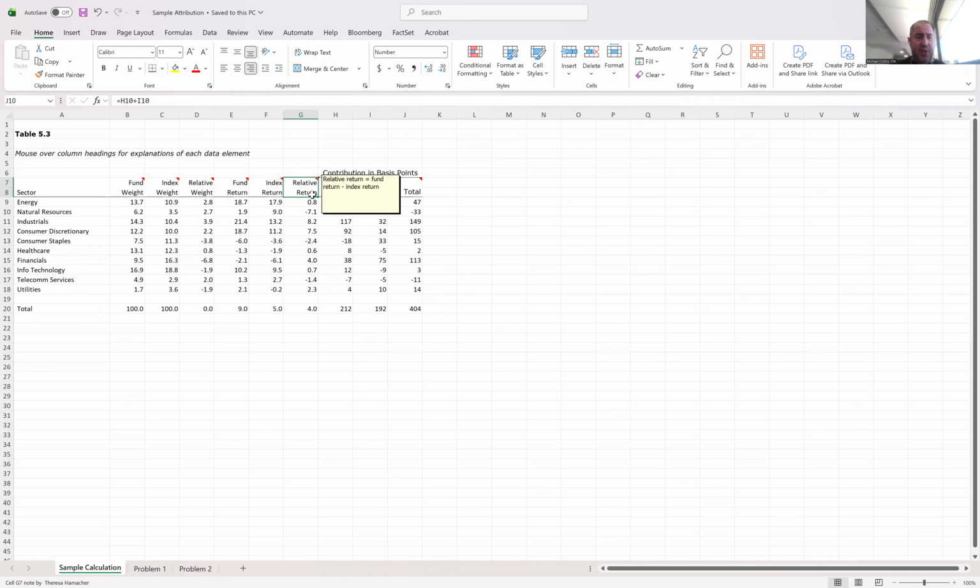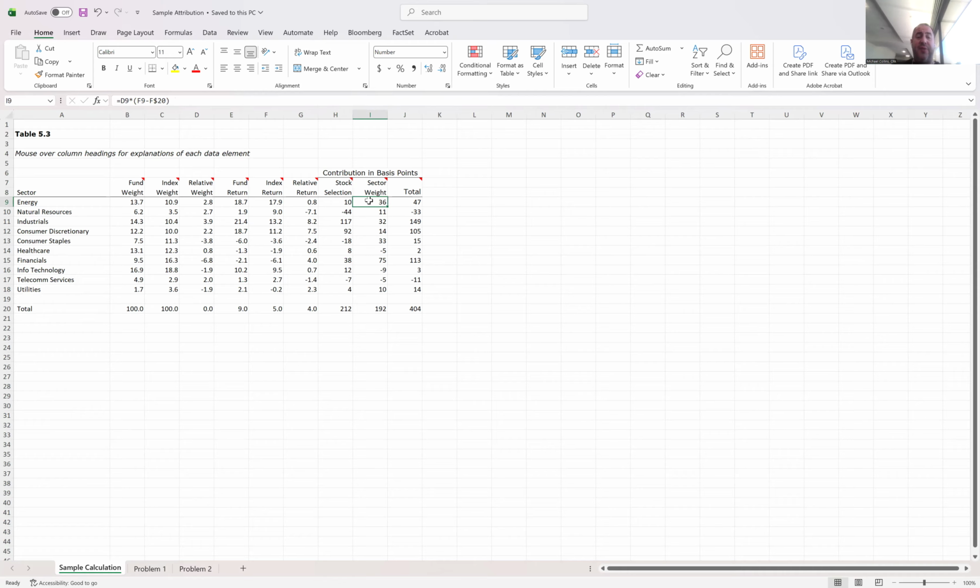Next, we have the relative return. And we see here, looking at natural resources, the relative return is a negative 7.1. And what it's saying here is that theoretically, if we were just neutral on our stock selection, we should have done better, because natural resources did well. We just picked the wrong stocks. Negative 44 basis points of negative alpha. The sector weight helped us, but the bad stocks we picked within that grouping hurt us for a total of negative 33 basis points.